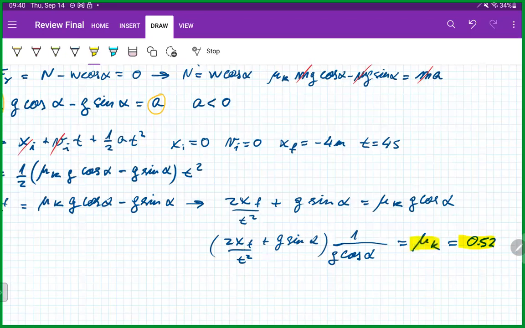Okay. You have all the data to calculate this. So this is 4 meters. And t is 4 seconds, right? G 9.8, alpha 30 degrees. G, we know 9.8. Right?